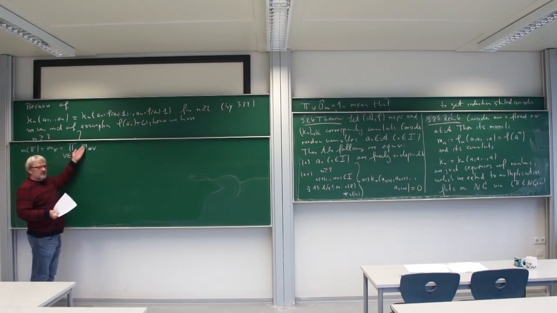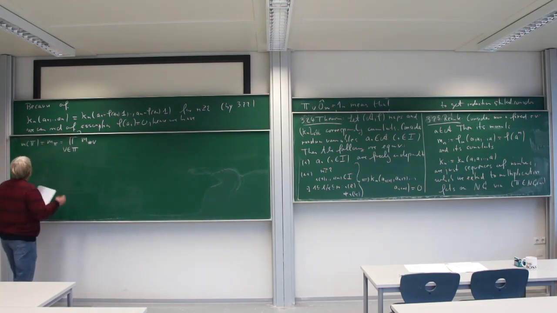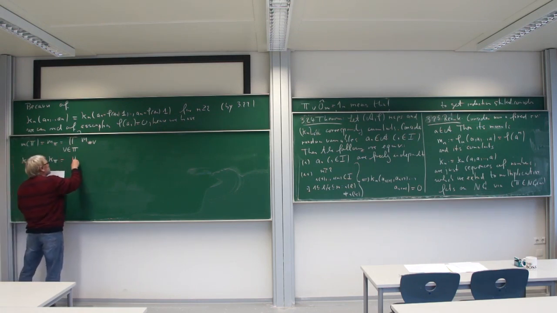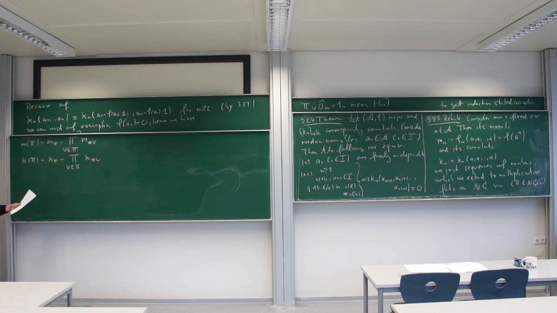Which moment do I take? I take the moment which has the number of elements in the block as subindex. And the same for kappa: kappa sub pi is just a product over the blocks of pi, and then kappa of the number of elements. Okay, so that's our relation between the moments and the cumulants, and of course abstractly this is just the convolution with the zeta function or the Möbius function.